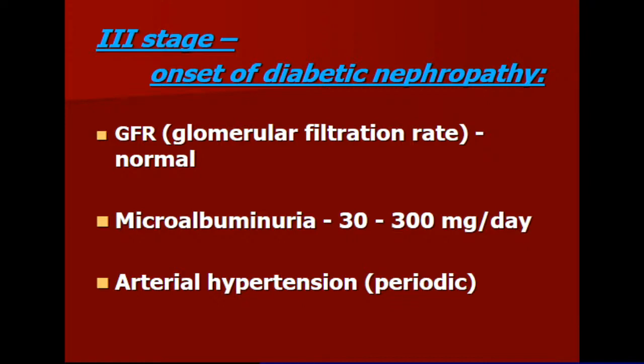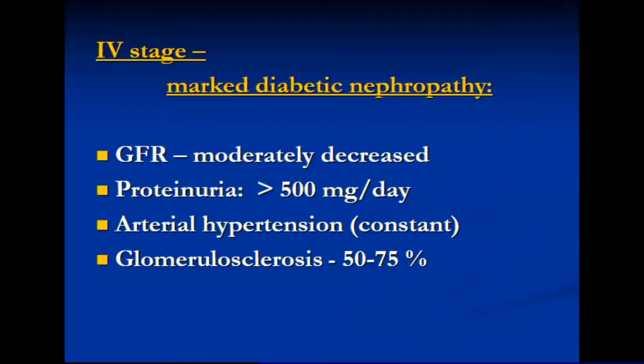Microalbuminuria 30 to 300 milligram per day. Arterial hypertension periodic. Fourth stage, diabetic nephropathy. Marked diabetic nephropathy. Glomerular filtration rate moderately decreased. Proteinuria more than 100 milligram per day. Arterial hypertension constant. Glomerular sclerosis around 50 to 75%.